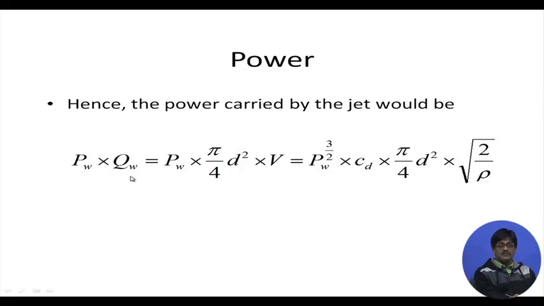Pressure into discharge, giving pressure multiplied by cross sectional area into velocity, and ultimately this gives one pressure to the power half from the velocity, and we put it here so that we get pressure to the power 3 by 2, then comes discharge coefficient, then comes the cross sectional area, and what is remaining of that velocity term, root over 2 by rho. P has been taken out, so we have 2 by rho. So, this way we can calculate the power carried by a jet.